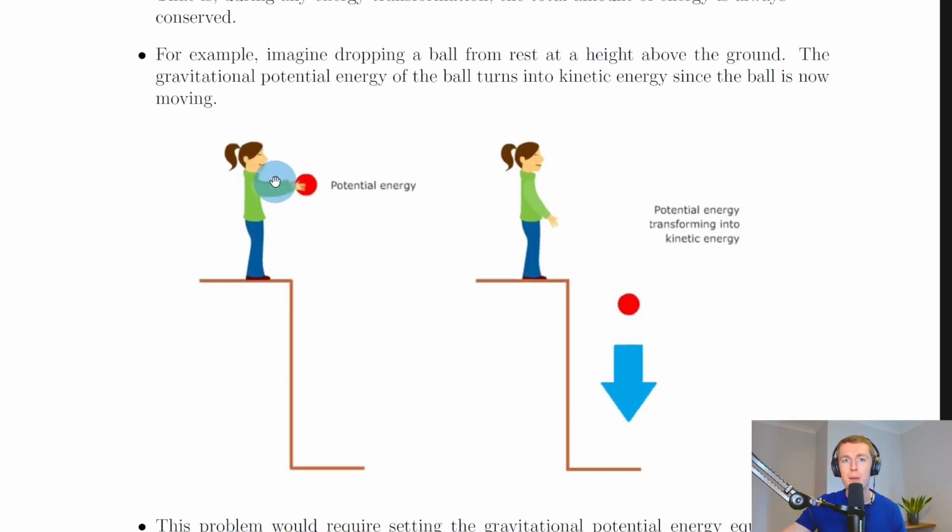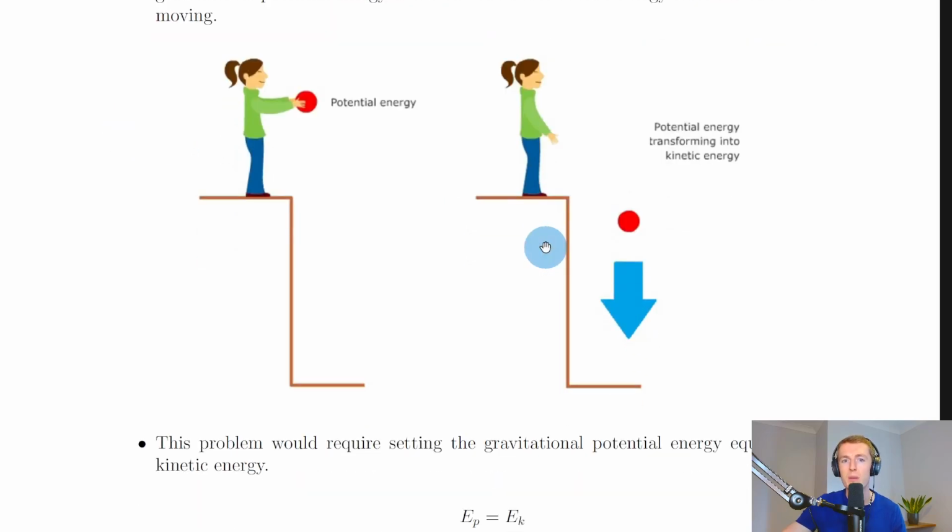So for example, imagine dropping a ball from rest at a height above the ground. The gravitational potential energy of the ball turns into kinetic energy since the ball is now moving. So here's a picture of a person holding the ball above the ground, and right now the ball has this stored gravitational potential energy from being raised above the ground, and when they let the ball go, that gravitational potential energy is converted into kinetic energy.